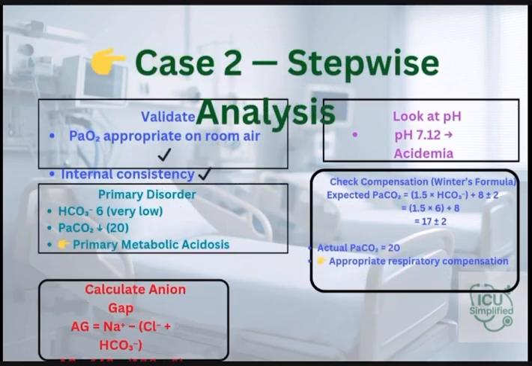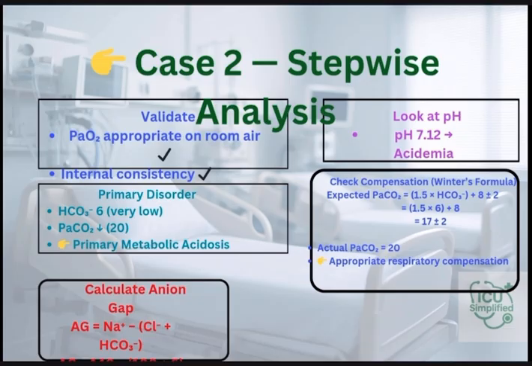Let's now analyze case 2 step by step. First, we validate the ABG. The PaO2 is appropriate for room air and the values show good internal consistency. So the ABG is reliable. Next, we look at the pH. A pH of 7.12 indicates severe acidemia.